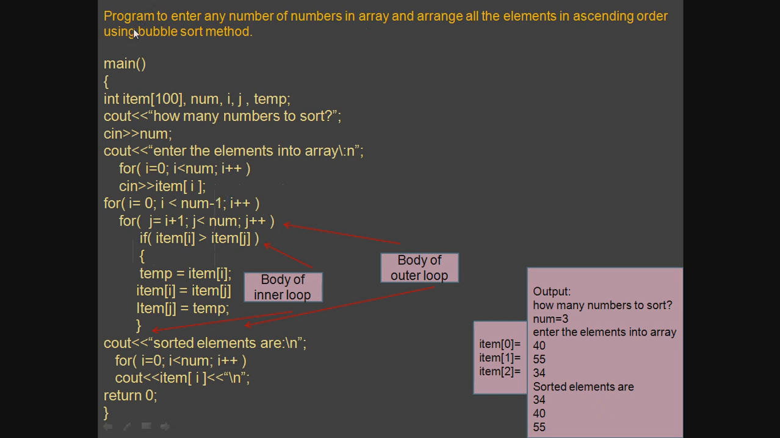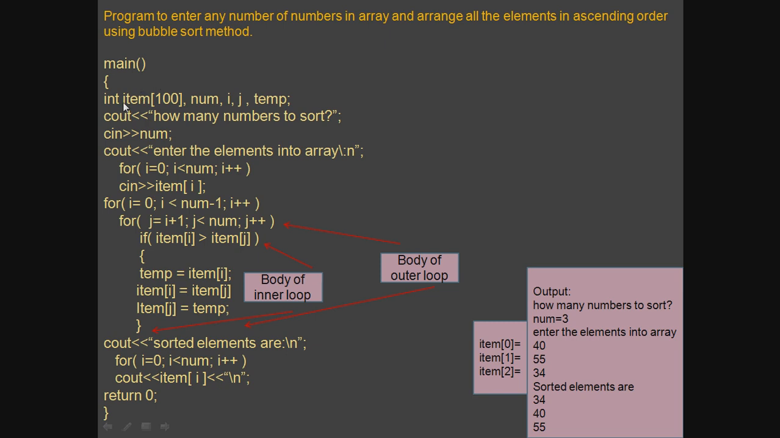Here is a program to enter any number of numbers in an array and arrange all the elements in ascending order using the tuple sort method. So any number of numbers, right? It may be random numbers. It is not necessarily in descending order. As you can see here, the numbers are in random order. This is 40, this is 55, and this is 34, right? And we arrange all the elements in ascending order using the tuple sort method. So 34 has to come first, then 40, and then 55. We shall see it using this program.